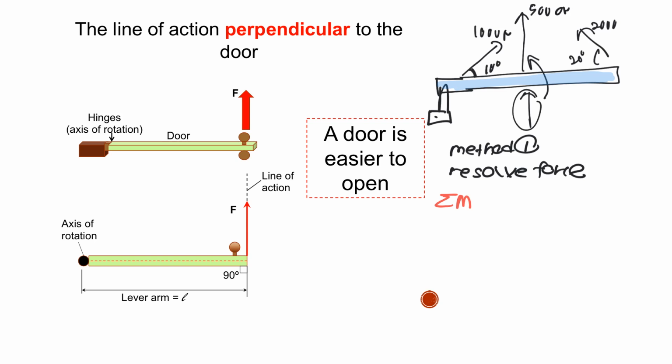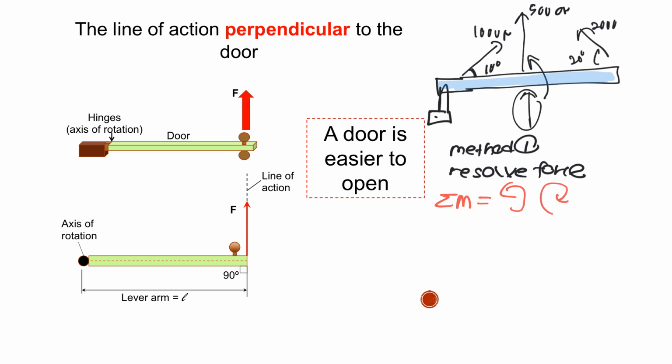Okay, so how to decide positive and negative? When it comes to moment, the only thing that you need to think about is clockwise or anti-clockwise. Moment is about rotational motion. That's the reason why you need to only focus on clockwise and anti-clockwise.